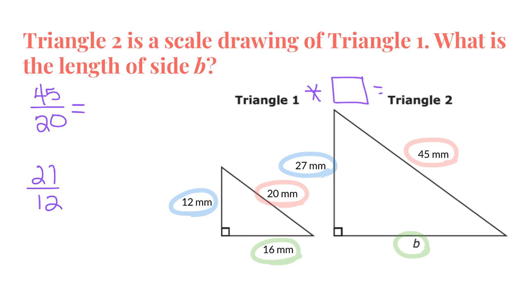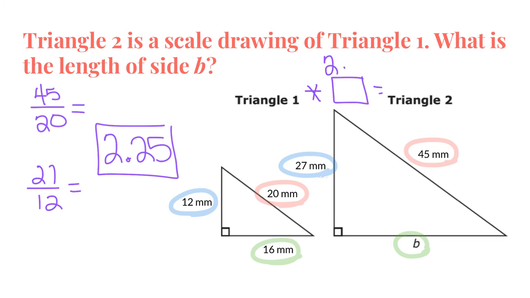45 over 20, 27 over 12 have what common factor? 2.25 is the factor that they have. So triangle 1 is being multiplied by 2.25 to get the measurements on triangle 2. So how are we going to find B, Sam? 16 times 2.25 will give us 36 millimeters.